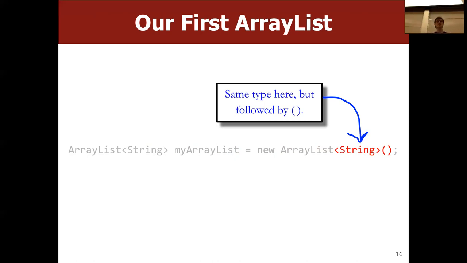Now, one caveat about this is this is how the book does it. There's also an alternative form, which is equivalently functional, where you don't have to put the type on the right side. You can just put the type on the left side. So it'll just say new ArrayList, parentheses, parentheses. Either way is equivalent. The book does it this way, but that's a newer standard that you can also use as well. So they're both equivalent.